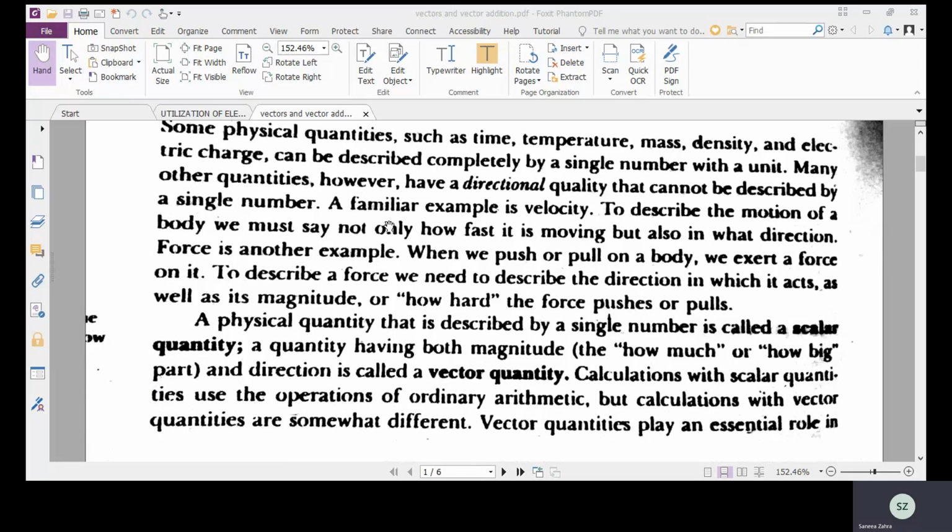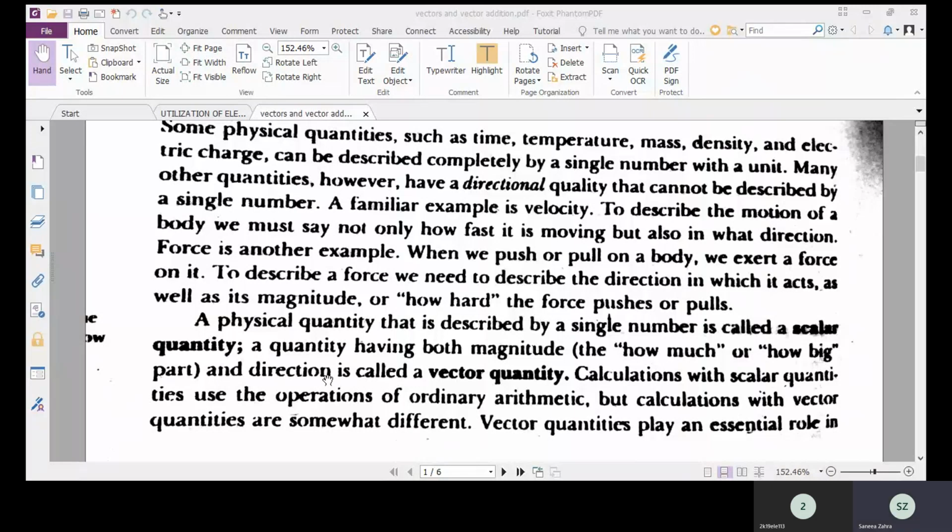To describe the motion of a body, we must not only focus on its magnitude, but also on its direction. Same is the case with force. Force is another example. When we push or pull a body, we exert a force on it. To describe a force, we need to describe the direction in which it acts, as well as its magnitude, or how hard the force pushes or pulls.